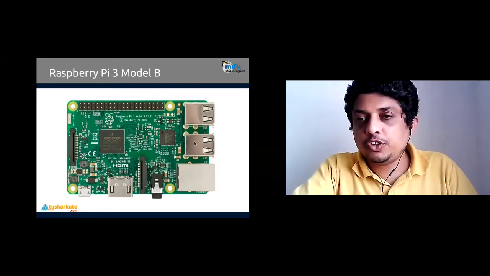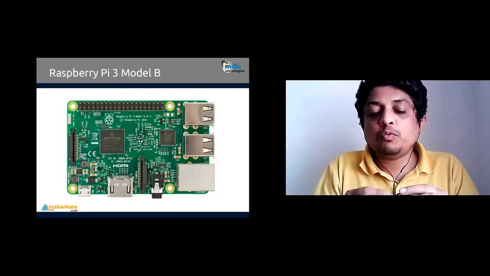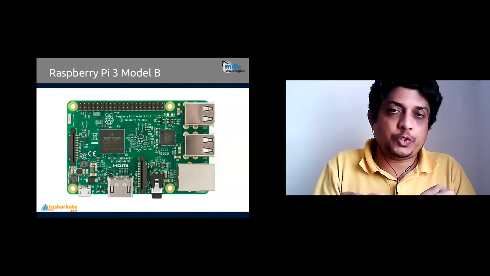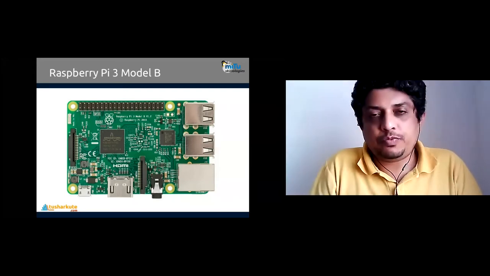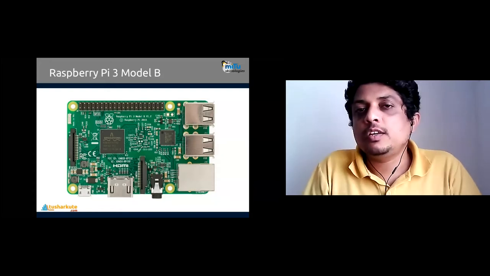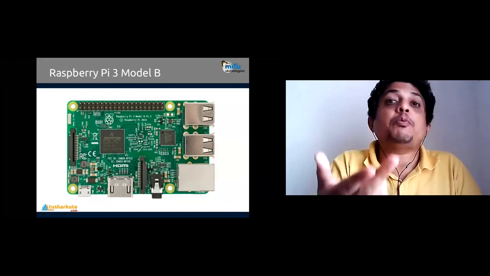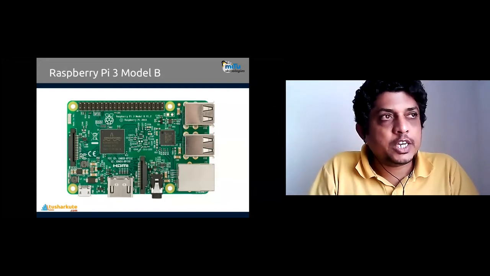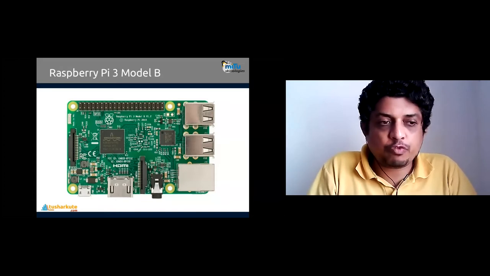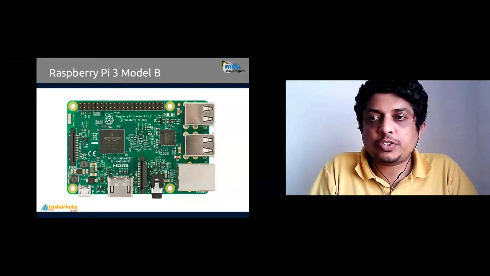This is the third version. In the third version, all four USBs are USB 2.0. And in Raspberry Pi 4, two USBs are 2.0 and two USBs are 3.0. You might know 3.0 is almost 10 times faster than USB 2.0. So whenever you have to use faster USB devices, you can use this particular port set.